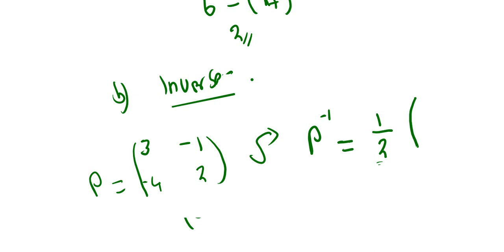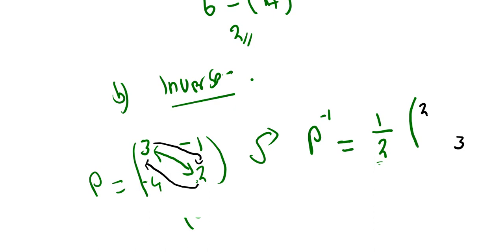Then what you do now is very important. You go to the major diagonal and you swap. Let me use red color or black color. 2 goes there, 3 goes there. It means that instead of 3 starting, you've swapped the positions. So it's going to be 2, 3.